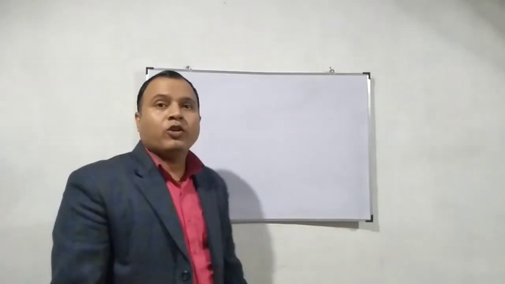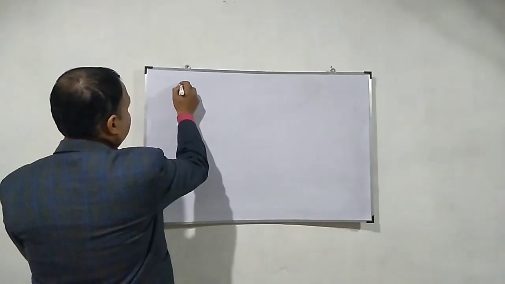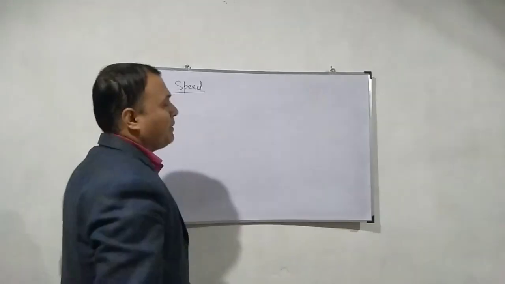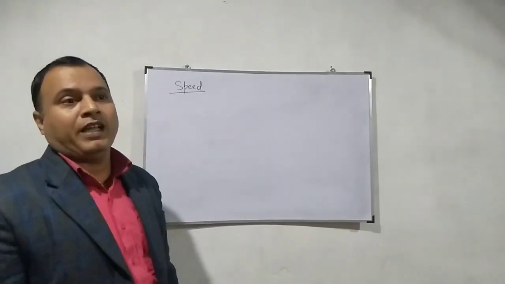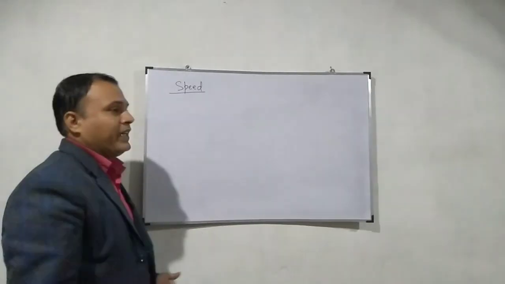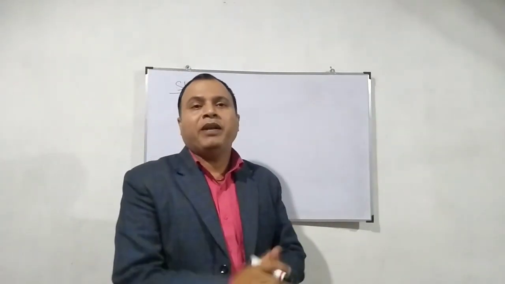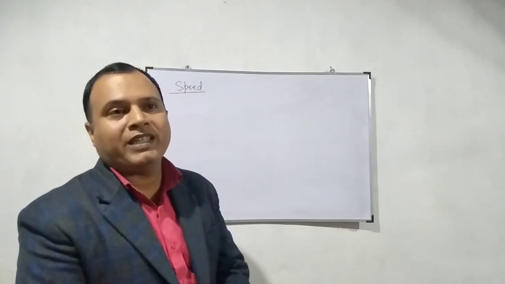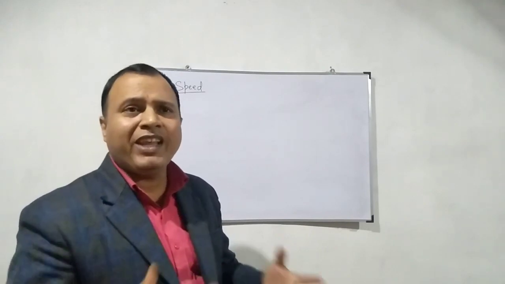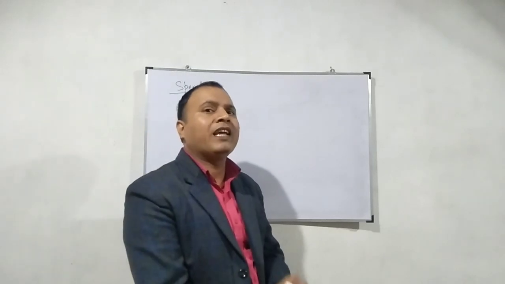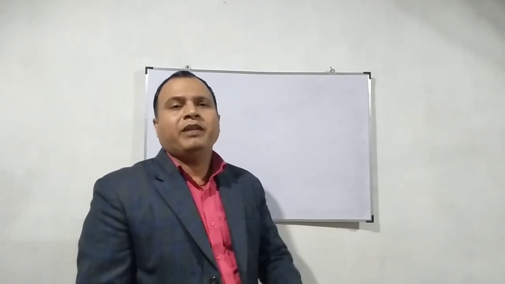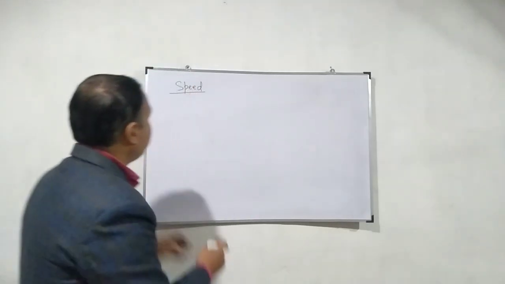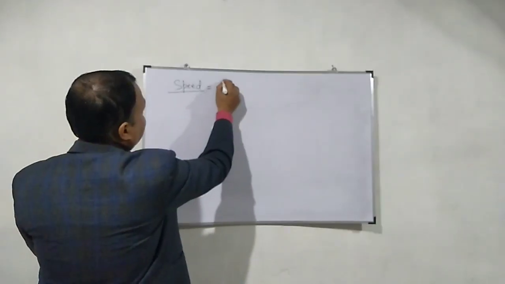Now we will talk about speed. Speed means distance per unit time. If any object covers 10 meters in 1 second, it means the speed of that object is 10 meters per second. If any object covers 40 kilometers in 1 hour, it means the speed of that object is 40 kilometers per hour. So speed equals distance upon time.